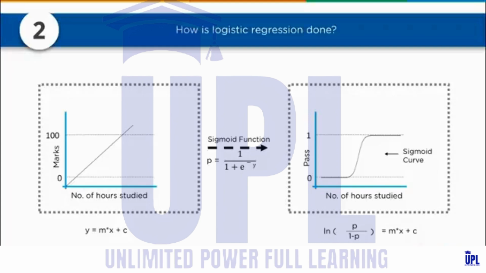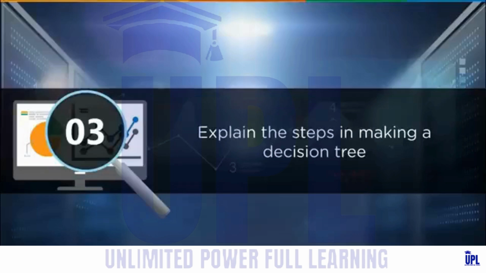And then you have your natural log, and the natural log is to the base e as opposed to base 2 or base 10. So your natural log of the probability over 1 minus the probability equals your m times x plus c, or your Euclidean line. That helps a lot as far as the graphing and understanding the sigmoid function. So we'll just keep pushing on to question number 3.